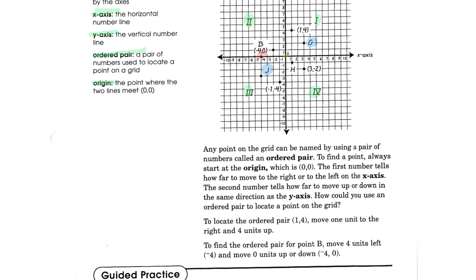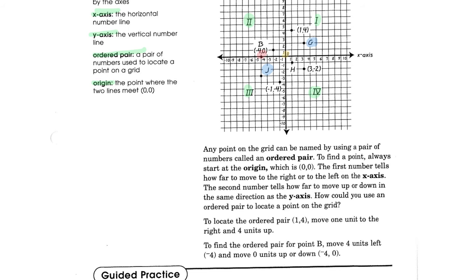To find a point, always start at the origin, which is 0, 0. So this is the origin right here at 0, 0. The first number tells how far to move to the right or to the left on the x-axis. The second number tells how far to move up or down in the same direction as the y-axis. You could use an ordered pair to locate a point on the grid.